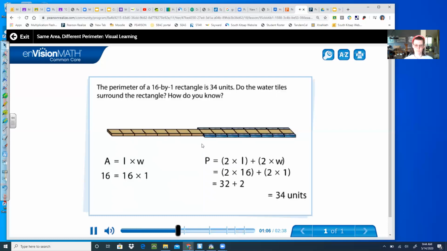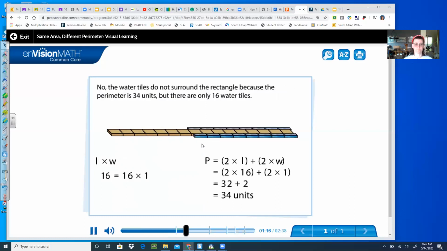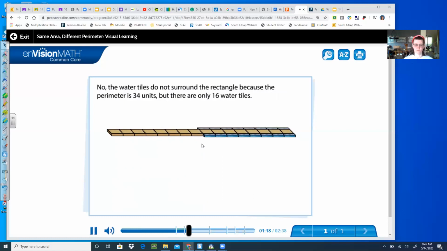The perimeter of a 16 by 1 rectangle is 34 units. Do the water tiles surround the rectangle? How do you know? We can see it by the visual. There were 16 water tiles. They don't even go halfway around. No, the water tiles do not surround the rectangle because the perimeter is 34 units, but there are only 16 water tiles.